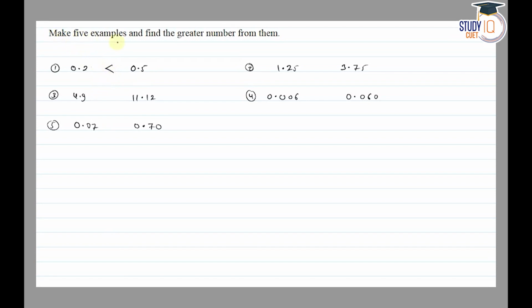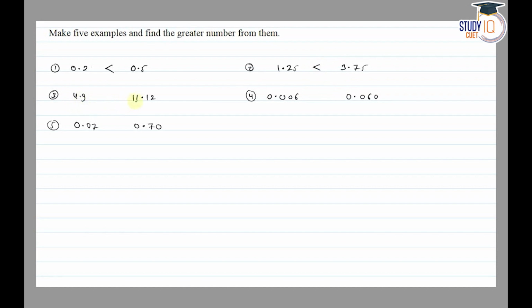Here make 5 examples. So we have taken 5 examples, we will decide which one is greater. Second 1.25 and 3.75. So firstly we will check whole part. Here 1 and here 3. So 3 is greater than 1. So 1.25 is less than 3.75.